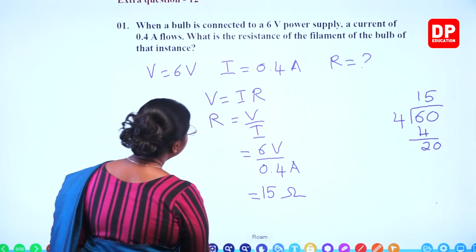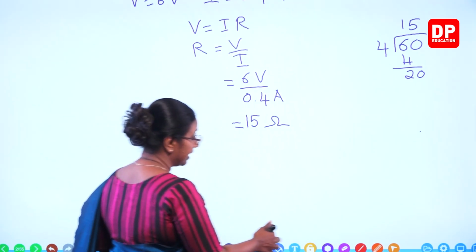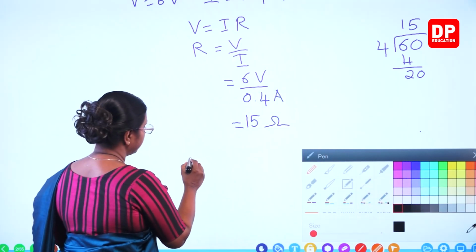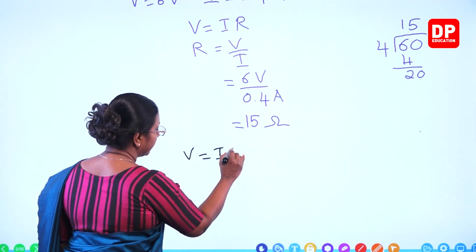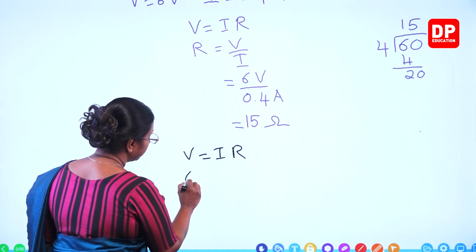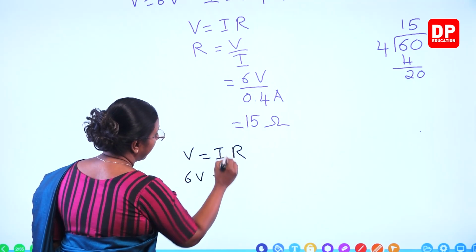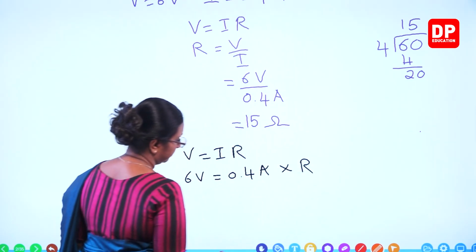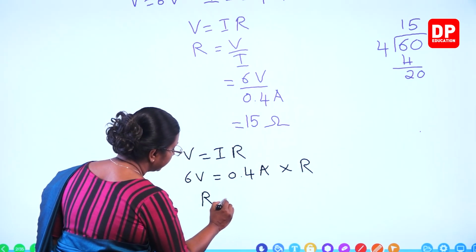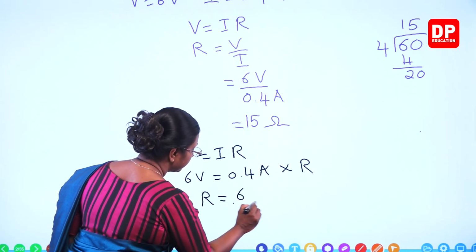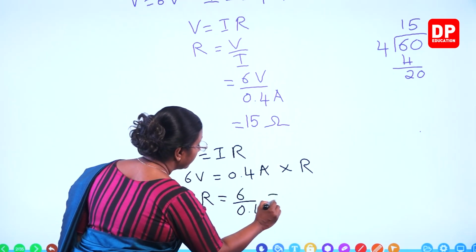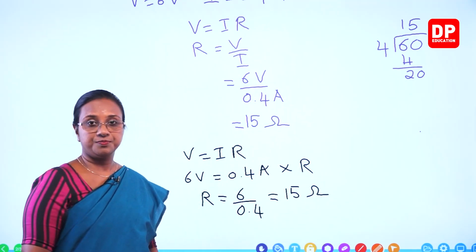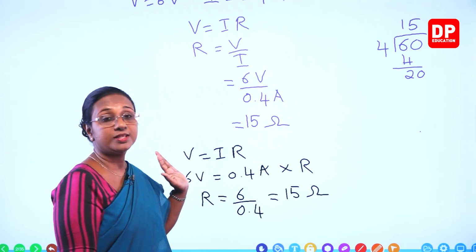Then, if you do it the other way, still you will get the same answer. You can also substitute V equals IR. Here you can substitute V as 6 volts, I is 0.4 amperes, and then R. From this you can rearrange and get R is equal to 6 over 0.4, but you will get the same answer, 15 ohms. So either the first method or the second method.